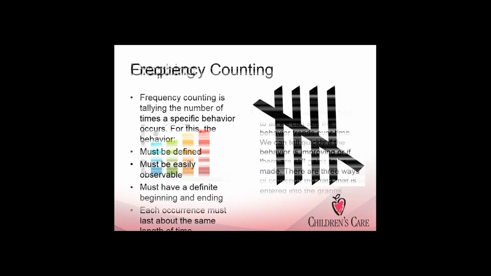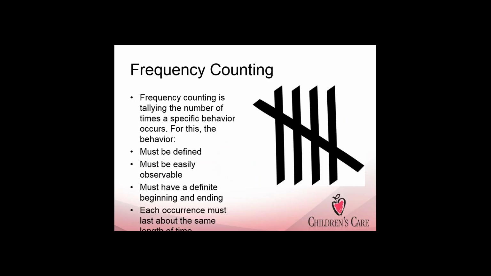The first one is going to be frequency counting. This is just simply tallying the number of times a specific behavior occurs. So every time you see Johnny hit, you make a tally mark. And with this, the behavior must be defined, must be easily observable, must have a definitive beginning and ending, and then each occurrence must last about the same amount of time.